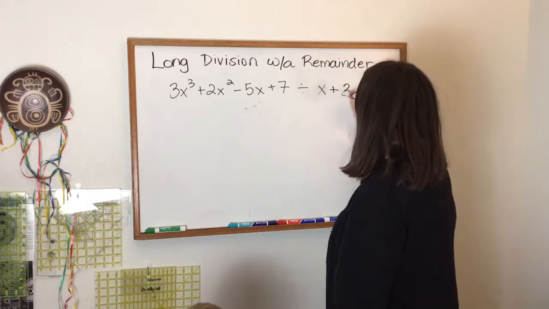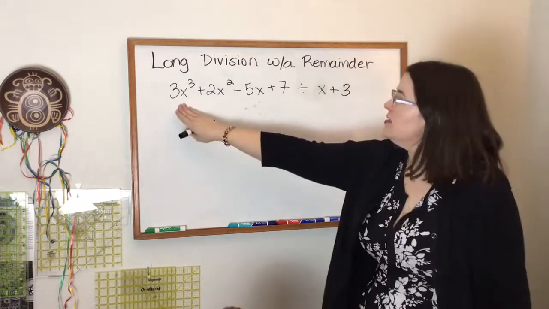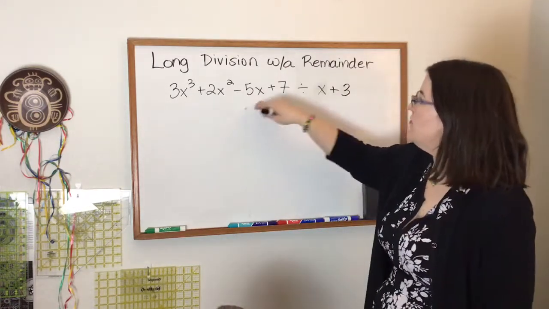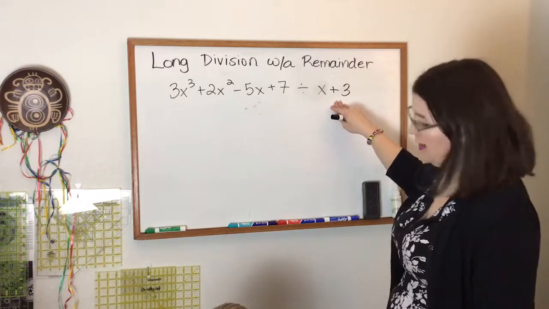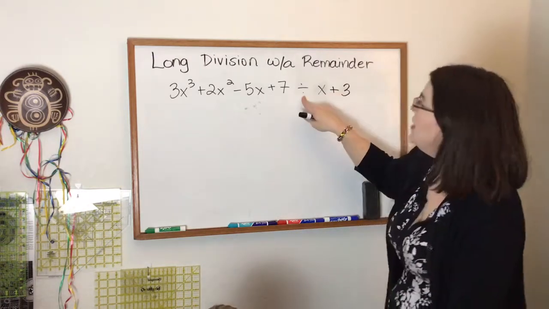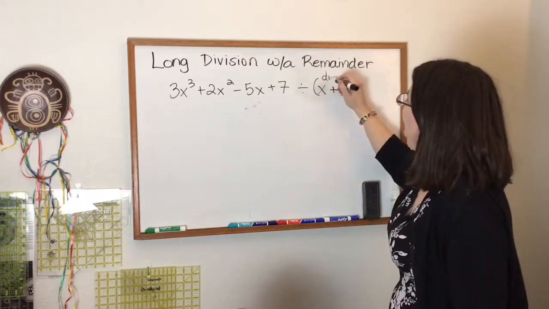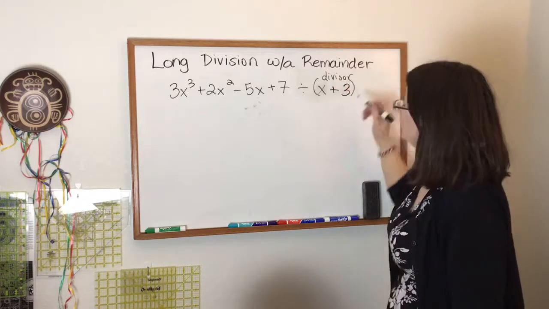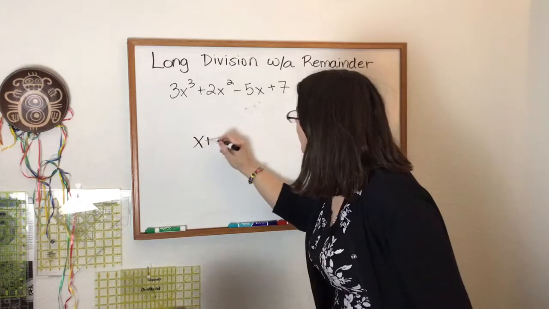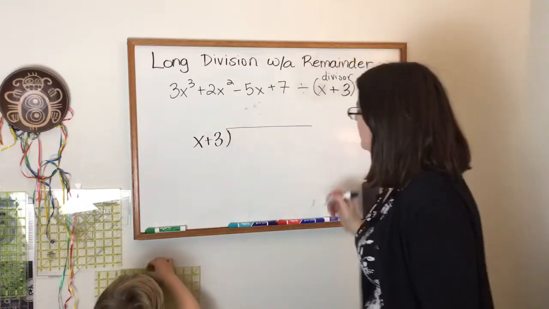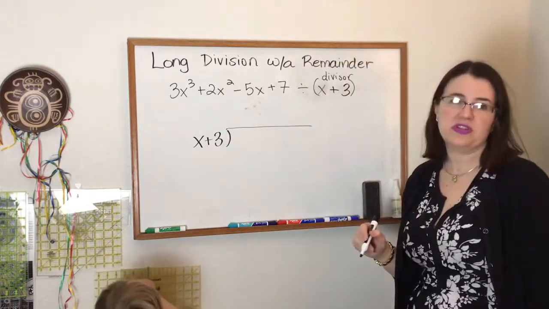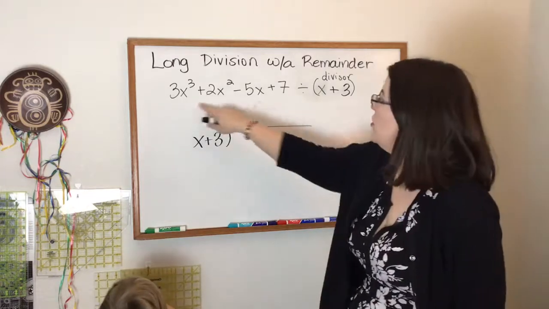3. Okay, so we're going to divide 3x to the third plus 2x squared minus 5x plus 7 by x plus 3. Now, if it's not already set up as a fraction, this part, remember, is still your divisor. So it's what I'm dividing by. It'll go on the outside of my long division symbol, and then everything here will go on the inside.